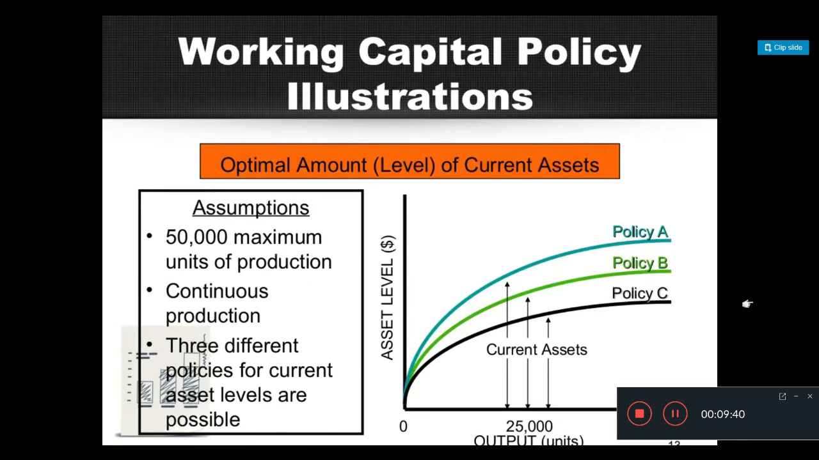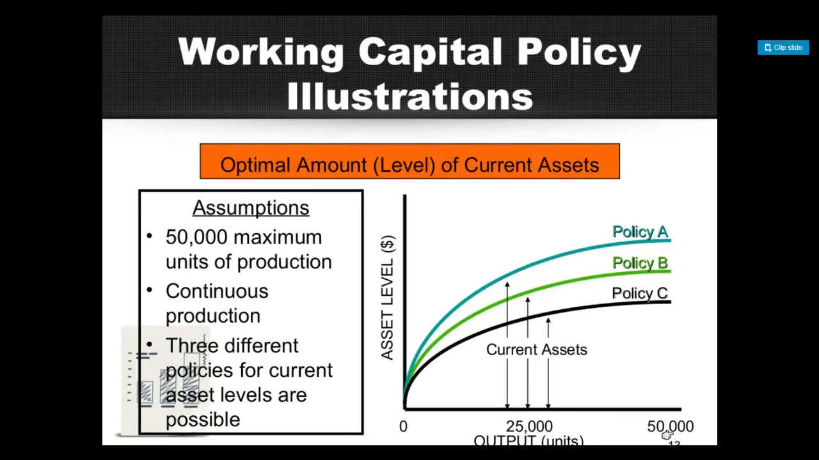So, working capital policy illustration. Here I am putting an example. You can see on this slide the optimal amount, the level of current assets. This is the optimal amount, and here I have mentioned the current assets. In this example I am showing three policies which we will compare with each other. The assumptions: 50,000 maximum units of production and continuous production. That's why I have drawn these policies like this.